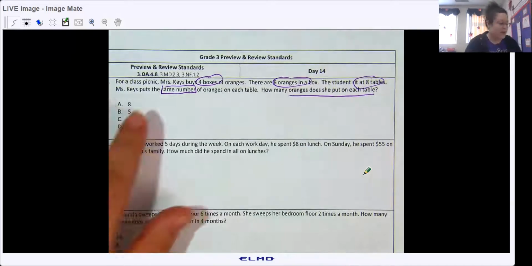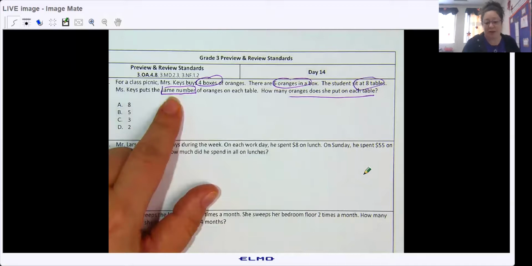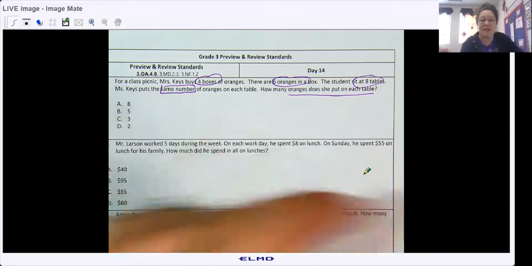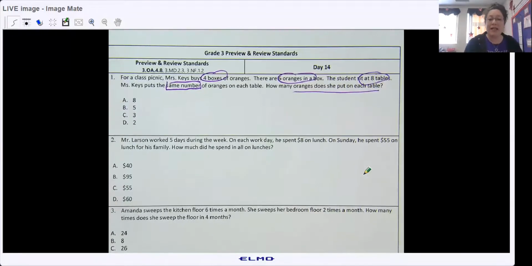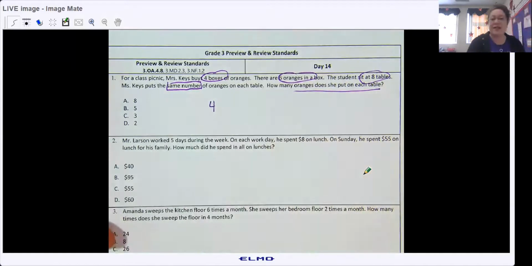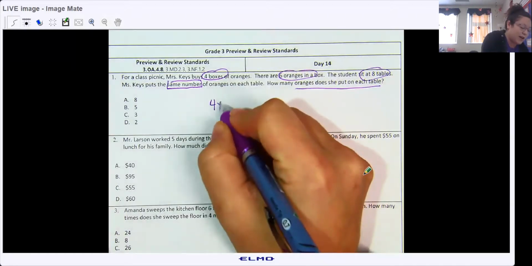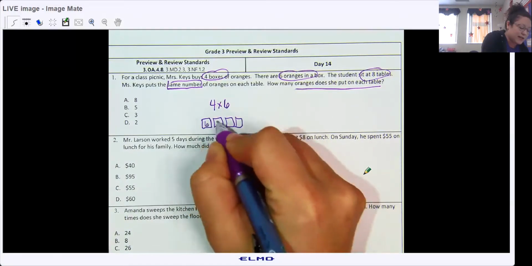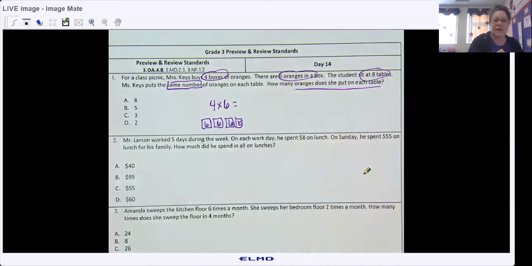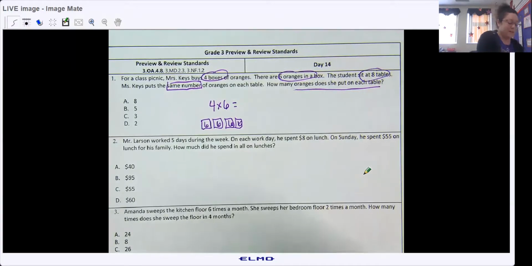Okay. So if she's putting the same number, eventually we're going to divide, right? Because dividing is putting things in equal groups. But we need to know how many oranges we have. We have 4 boxes, and there are 6 in each box. So what will we do? Very good. 4 times 6. So if we have 4 boxes, and there's 6 in each box, how many oranges do we have? Yep, 24. Very good.